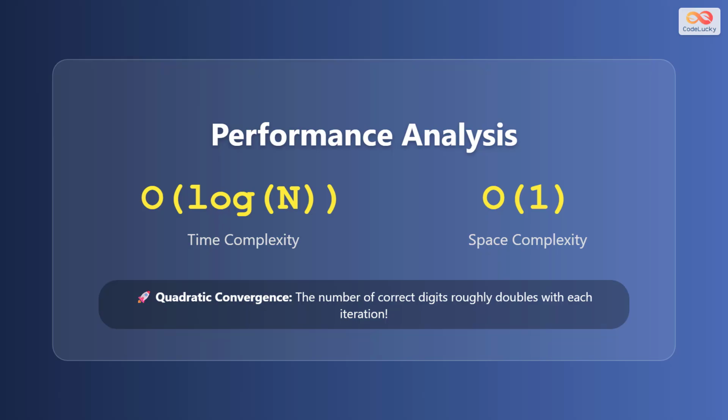This method is incredibly efficient. The time complexity is O(log n), but in practice, it is even faster due to quadratic convergence. That means the number of correct digits roughly doubles with every single iteration. The space complexity is constant, as we only store a few variables.